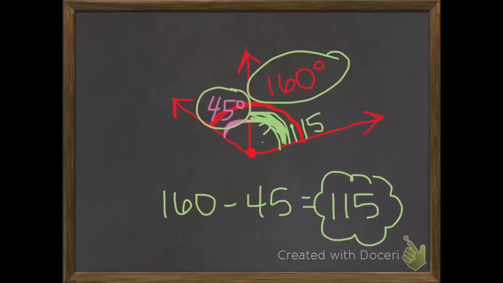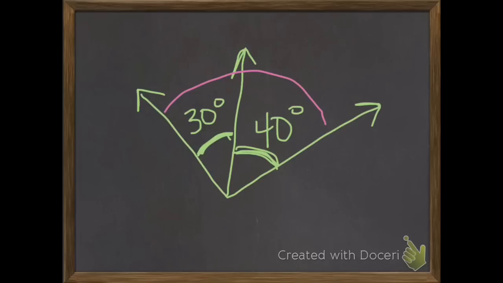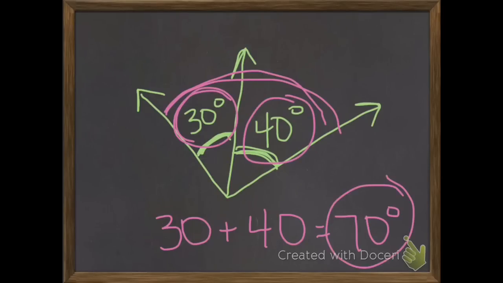Okay, so now we know that this angle here, from this ray to this ray, measures 115 degrees. So how I want you to think about this is part, whole. When you have adjacent angles, you could be given different things. You could be given both of the parts, like maybe this is 30 degrees, and this is 40 degrees. See, you have this part and you have this part. And what they might ask you is, well, what's this whole angle? So when you have a part and a part, you add together to get the whole. So the whole angle here would be 70 degrees.